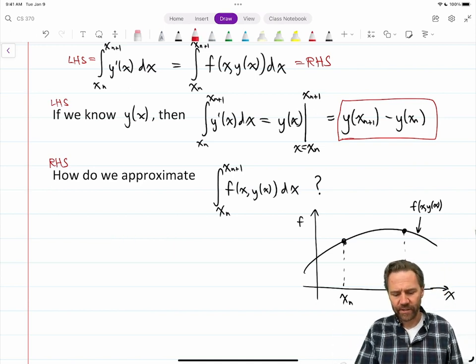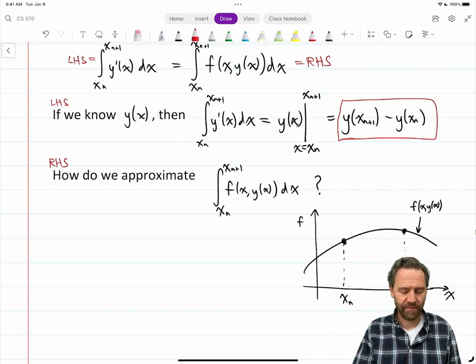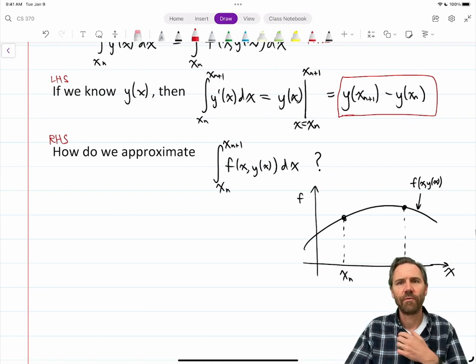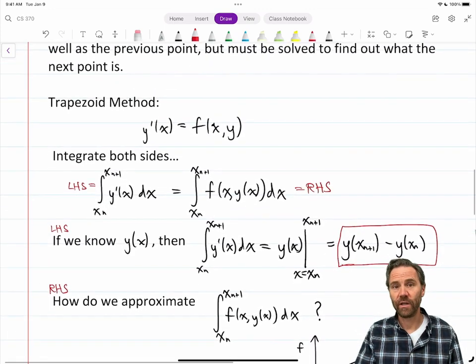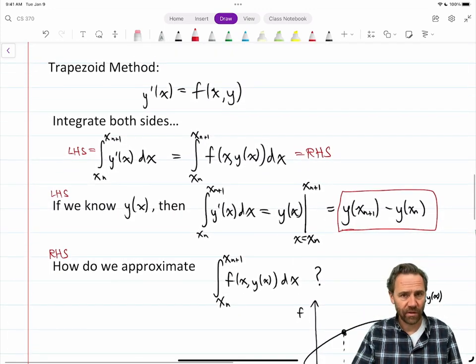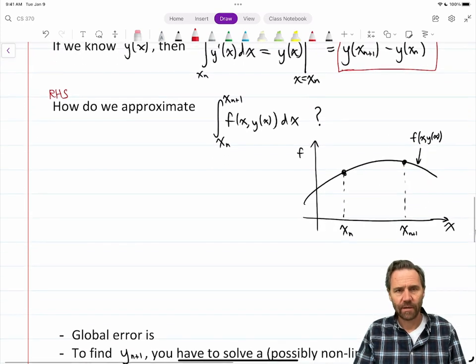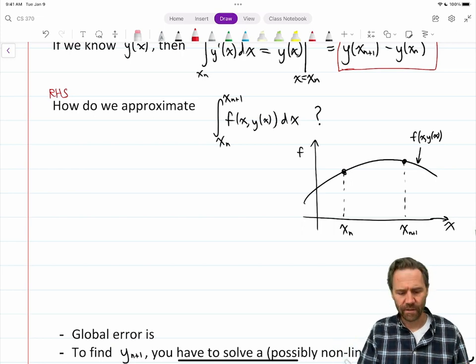Okay, the right-hand side is this integral of the dynamics function f. Now we don't know what f is, so the best we can do is come up with some strategy for computing it. We'll use the trapezoid rule. I'm describing the trapezoid method as an ODE solver, and the trapezoid method is based on the trapezoid rule for computing integrals. So the trapezoid rule goes like this.